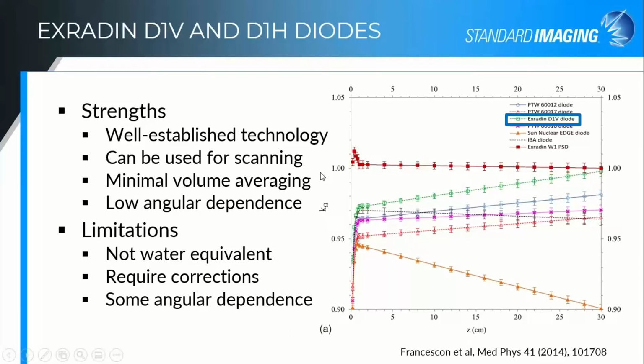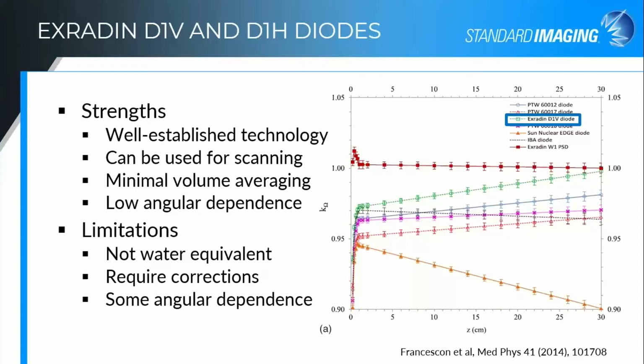The advantages of the diodes are that the diodes are a very well-established technology. It's something that we as physicists are comfortable using. We kind of understand some of the dose degradation. We know that we need to watch out for energy dependencies. But they are nice to use for scanning because you get a nice high signal and can get a small resolution on your measurement, the spot size of the measurement. That's the minimal volume averaging part, I guess, as I'm looking back at my bullets. They have a little bit of angular dependence, especially as you get far away from that normal orientation, but it is low angular dependence for those.